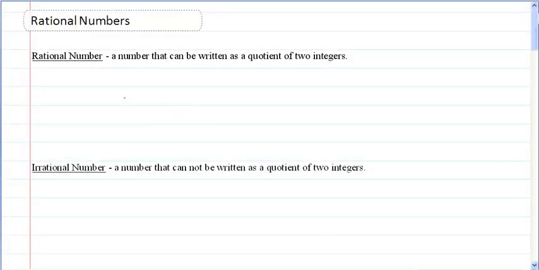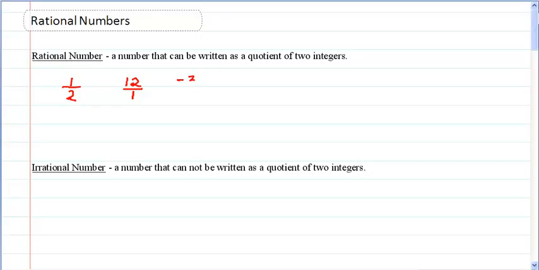In this lesson, you will learn about rational numbers. So the definition of a rational number is a number that can be written as a quotient of two integers. An example would be the fraction 1/2. Another example would be the integer 12, because you can write 12 as a fraction just by writing it with a 1 in the denominator.